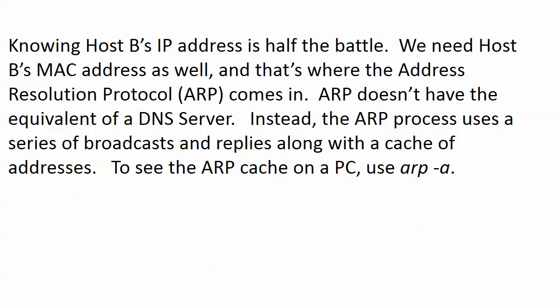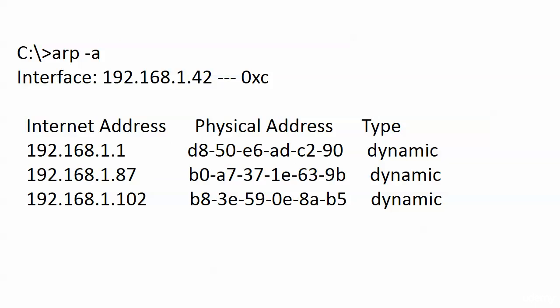And to see the ARP cache on a PC, just use arp -a, however you want to say it. And here's a sample, and this is the one we're going to do a walkthrough with. And you see a couple of entries there. There's the IP address. There's the physical address, which is another name for a MAC address, which is another name for a burned-in address, and type dynamic. So these were all learned addresses. We did not put these ARP entries in statically.